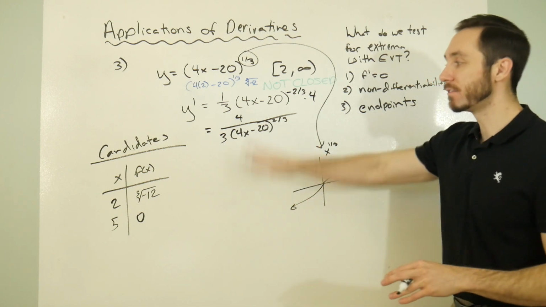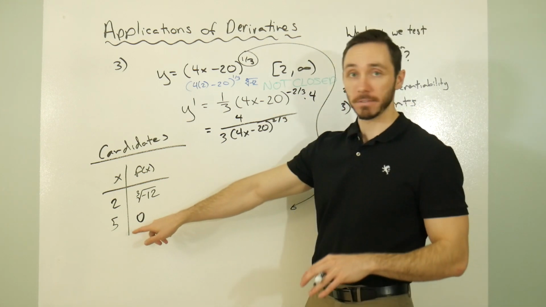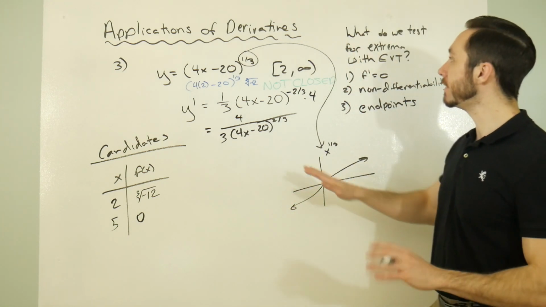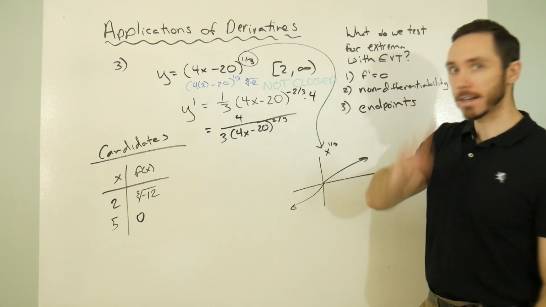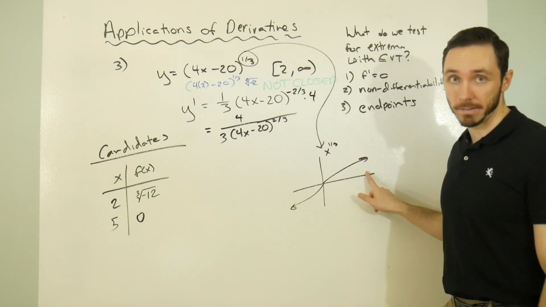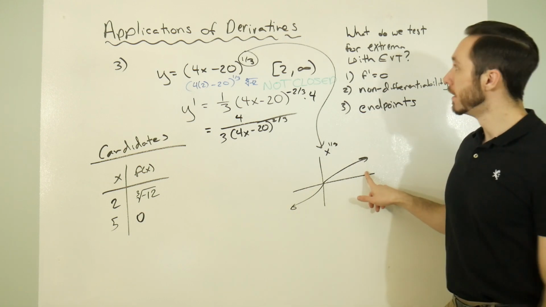It's very tempting to label this 5, 0 as a max, but since EVT did not apply, because this is not a closed interval, I was not guaranteed that, and sure enough, I don't even have it, because it goes up forever, that's infinite.